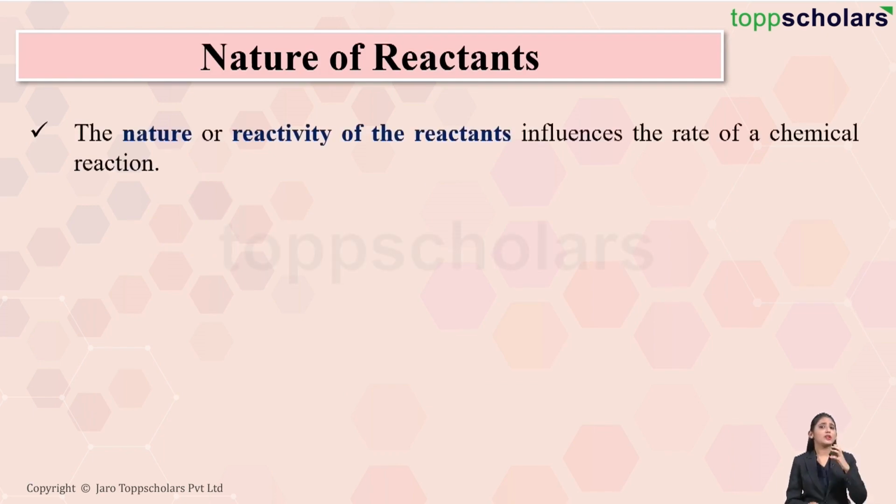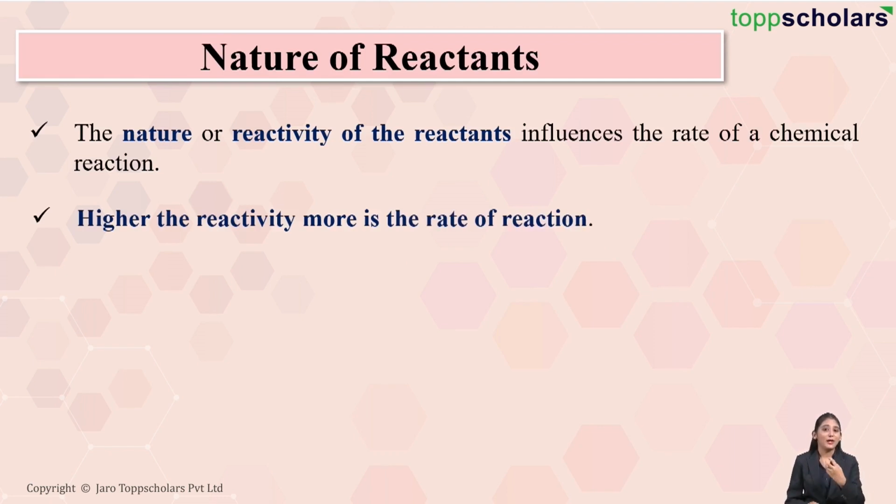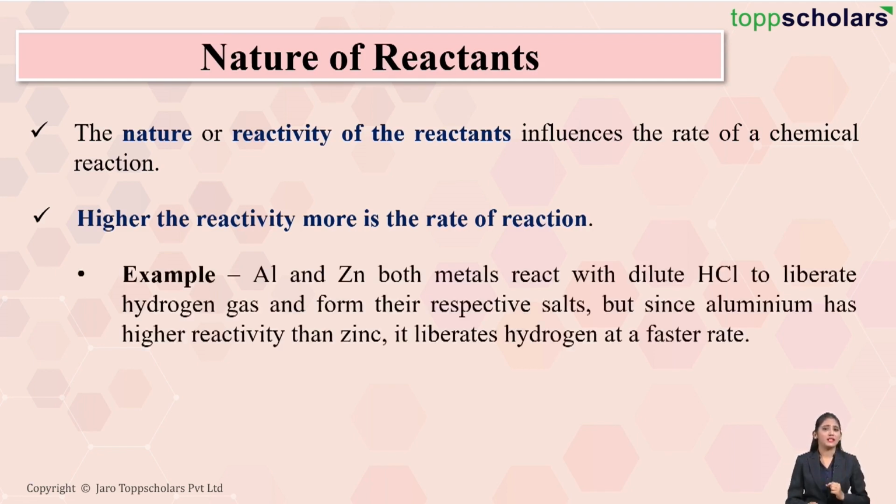So friends, let's first start with the first factor, that is nature of reactants. The nature or the reactivity of the reactants is the one which influences the rate of a chemical reaction, which means that the reactivity of the reactants taking part in a chemical reaction determines the rate of a chemical reaction. So if the reactants are more reactive, the rate of the reaction increases. That is, higher the reactivity, more is the rate of reaction. Let's take an example to understand this.